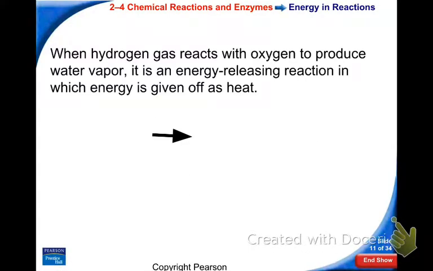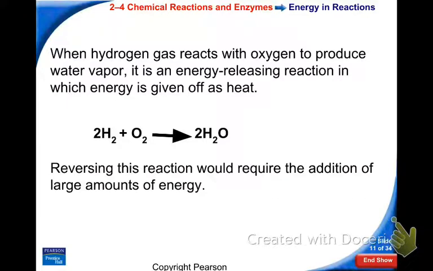So when hydrogen gas, and we already looked at this equation already, when hydrogen gas reacts with oxygen to make water, this is an energy releasing reaction in which energy is given off as heat. And so, like I said before, you have to have those number twos out in front of the hydrogen and the water in order for the equation to be balanced. Okay. In order to break water molecules down and to give us hydrogen gas and oxygen, it requires a lot of energy in order for that to occur.